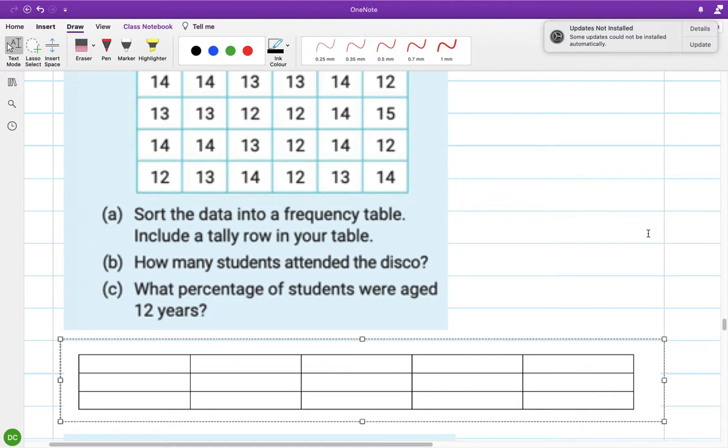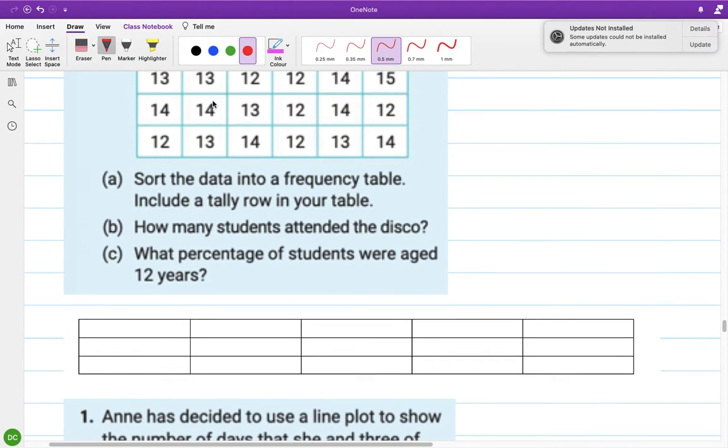Right, remember I said the first column will always be different, as in it depends on the question. So in this case, they're ages, and some of them are 12, some of them are 13, some of them are 14, and some of them are 15. The second one will always be tally, and the last one will always be frequency.